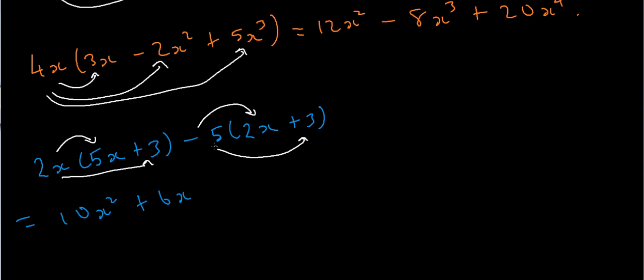So when we do that, well, minus 5 times 2x is minus 10x, because minus 5 times 2 is minus 10. And we've got an x left over. And lastly, we've got minus 5 times plus 3. Minus 5 times 3 is minus 15.